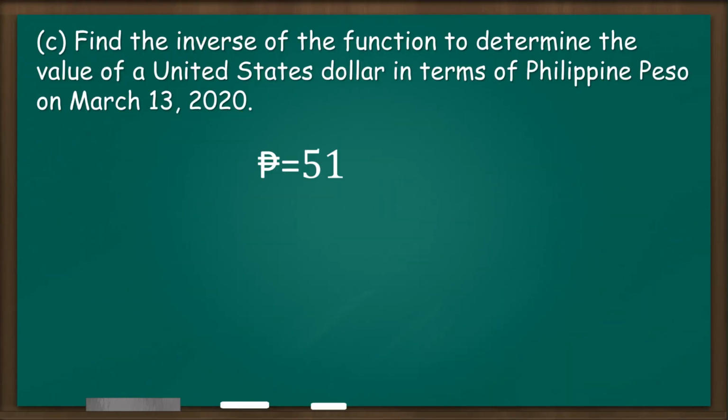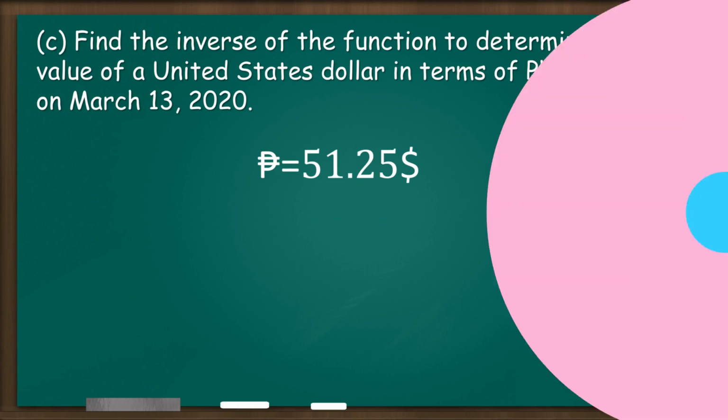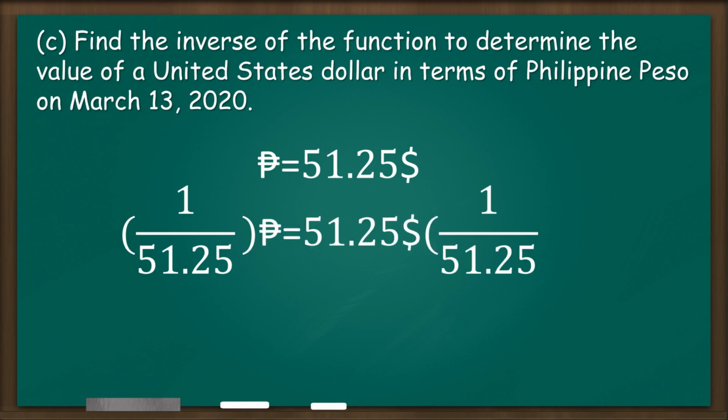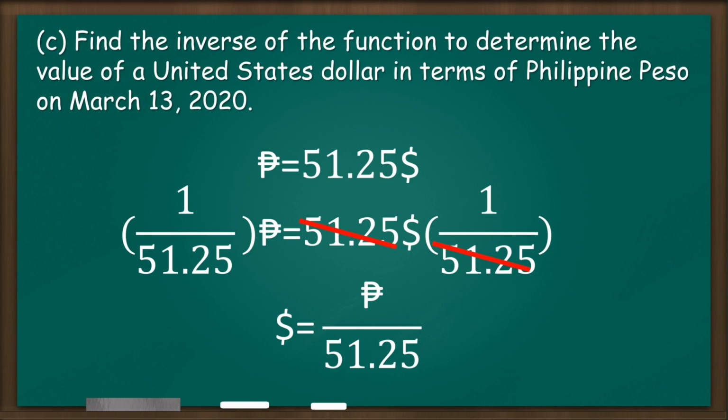First, we will write our equation, and that is Philippine peso is equal to 51.25 multiplied to US dollar. For us to get the value of US dollar, we will use the division property of equality and divide both sides of the equation by 51.25. Simplifying, we will get US dollar is equal to Philippine peso over 51.25.